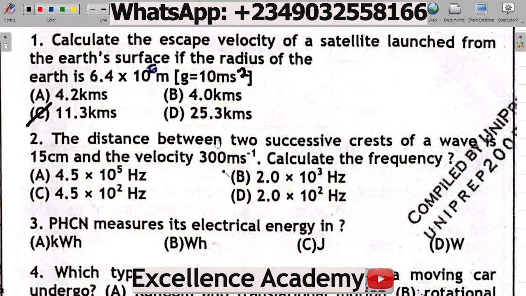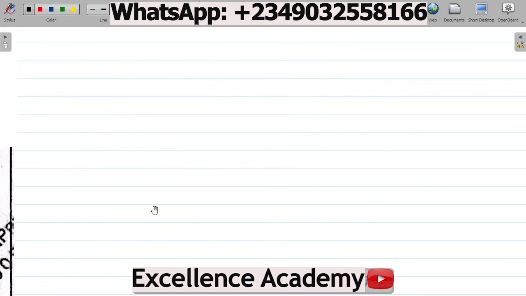Question 2. The distance between two successive crests of a wave is 15 centimeters and the velocity is 300 meters per second. Calculate the frequency. You have option A, option B, option C, and option D. So which of these is the correct answer? First things first, let's take down parameters. It said distance between two successive crests of a wave. When we say successive crest, what comes to mind is the wavelength. So they're giving you wavelength, lambda.